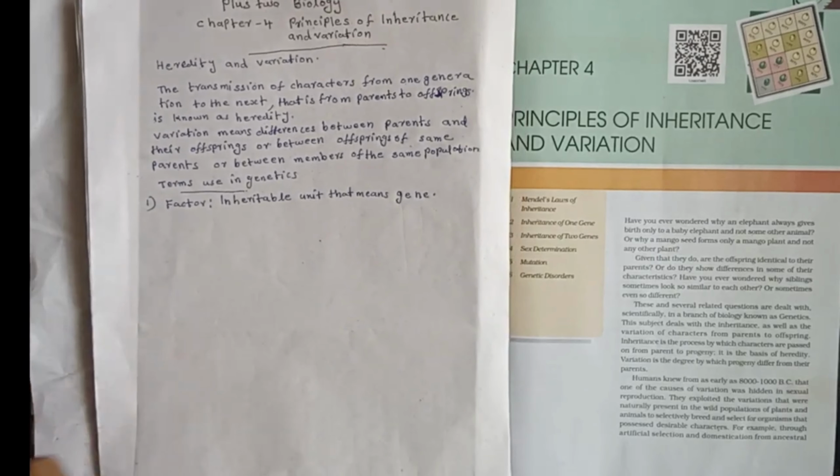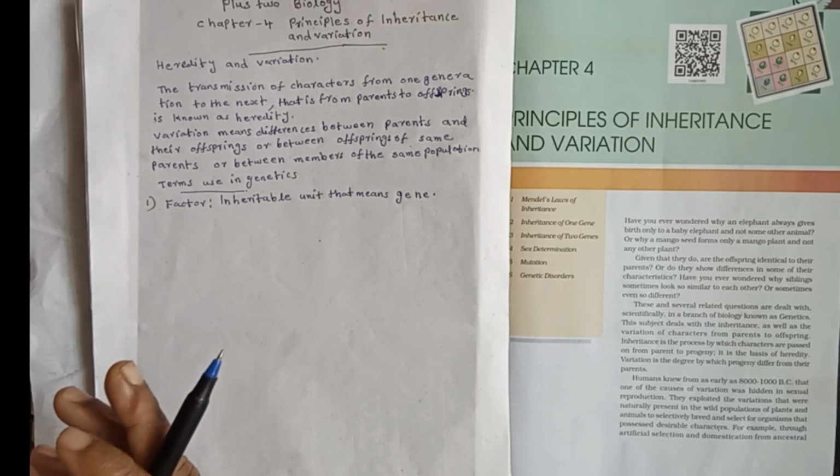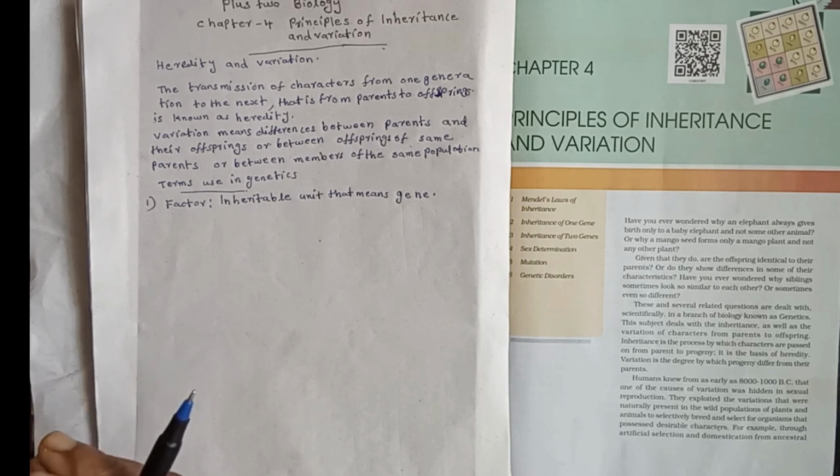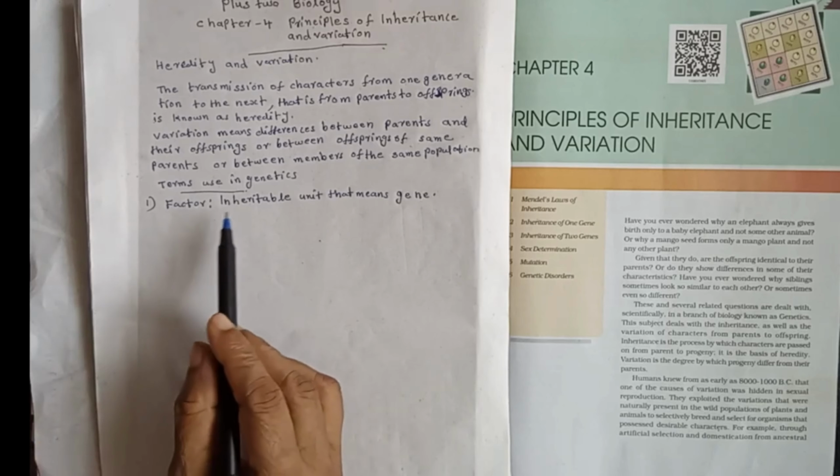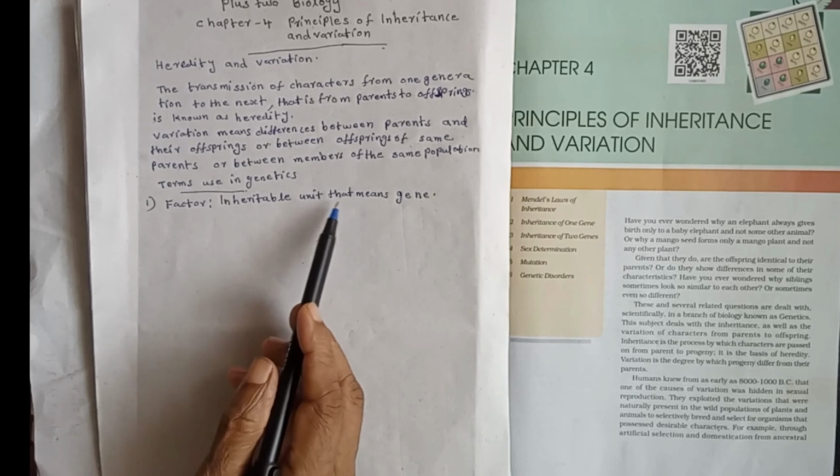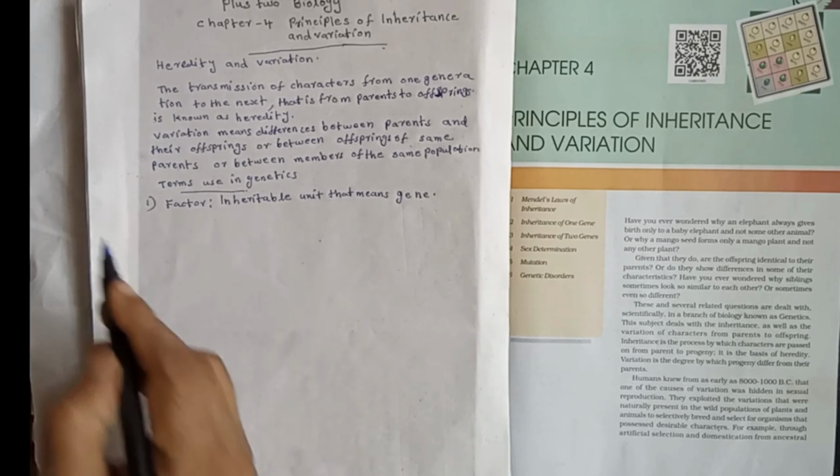What is a gene? Genes are located on DNA. Genes are pieces of DNA. DNA is part of chromosomes. Chromosomes are usually seen in the nucleus. Factor means inheritable unit, that means genes.